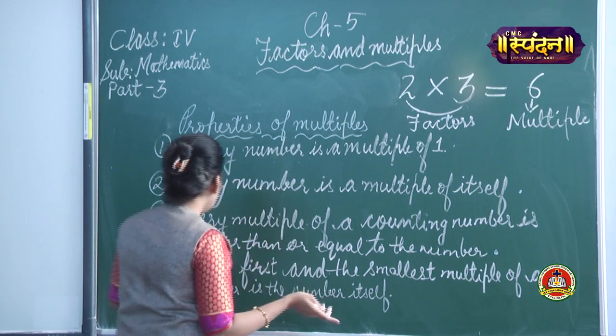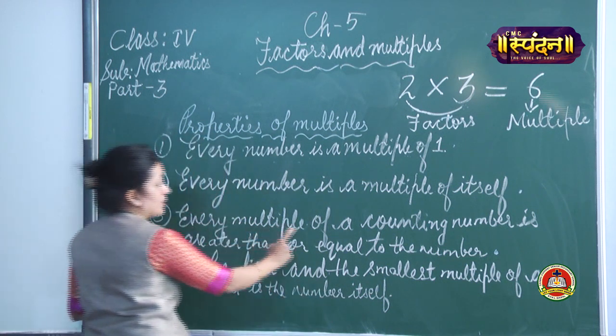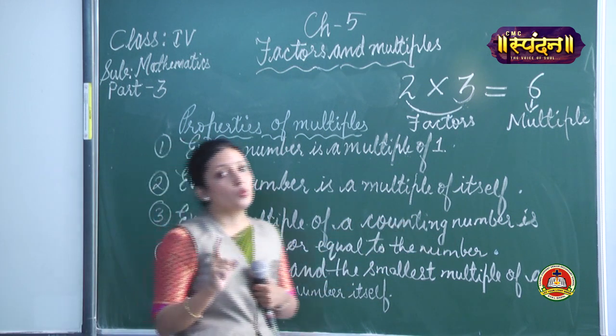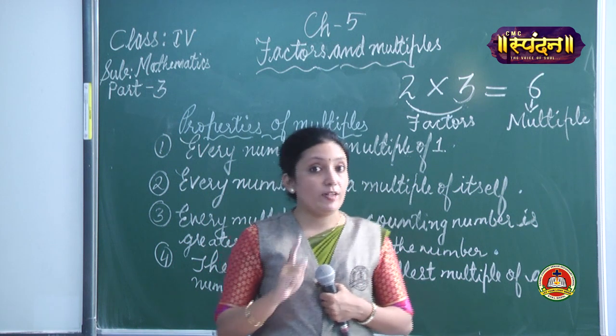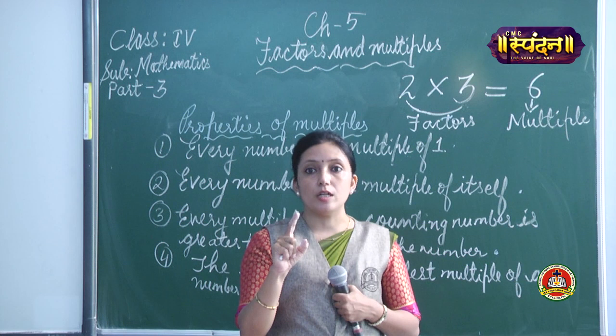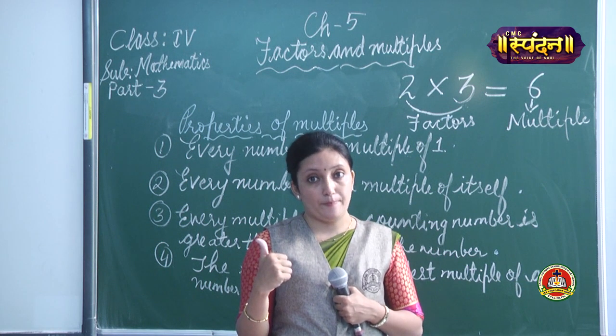Then, every multiple of a counting number is greater than or equal to the number. It will never be less than that. Like I am giving you an example, 5 2s, the answer is 10.